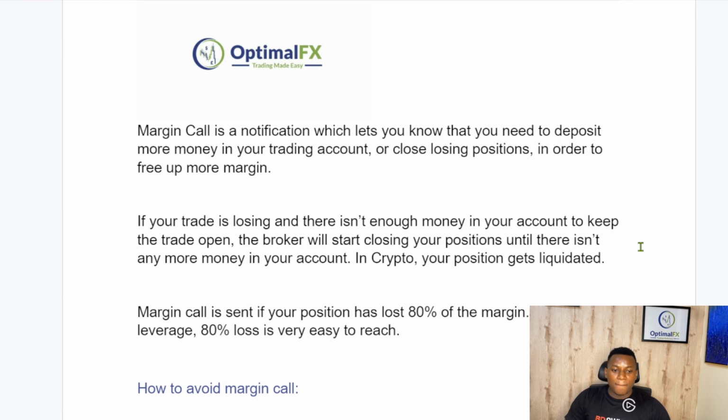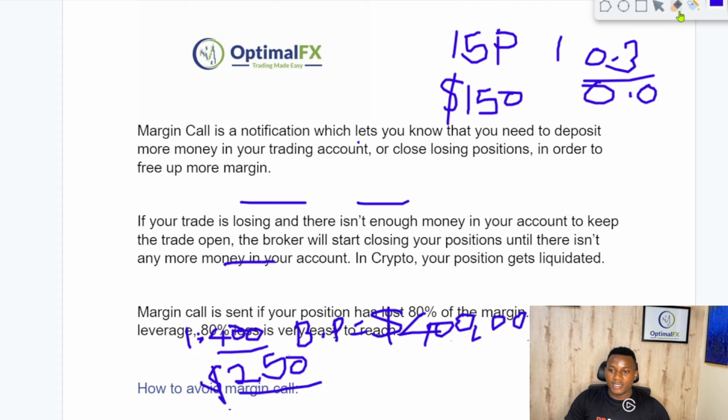Margin call is a notification which lets you know that you need to deposit more money in your trading account or close losing positions. This is in order to free up more margin, right? The reason why you're closing these positions is because at that point you don't have enough money to actually sustain your trades. So let's do some simple maths here.